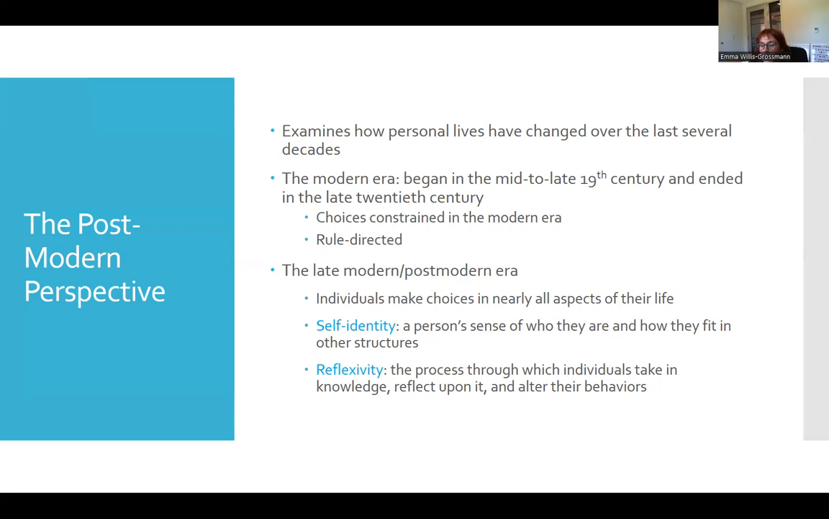People tend to develop their identity through a process known as reflexivity, which is the process through which individuals take in knowledge, reflect upon it, and then alter their behaviors, which again is going to affect how they understand who they are in the family, but it also gives them choice in who they are in the family system.